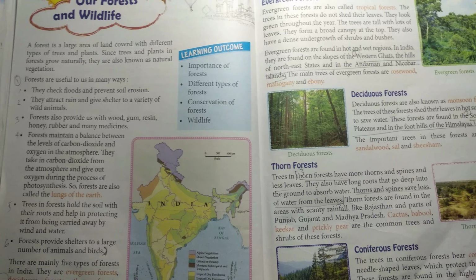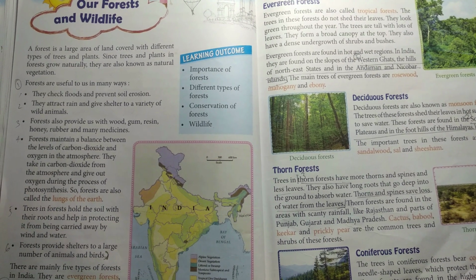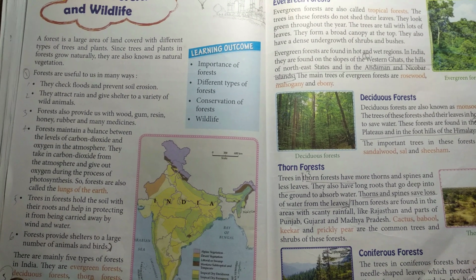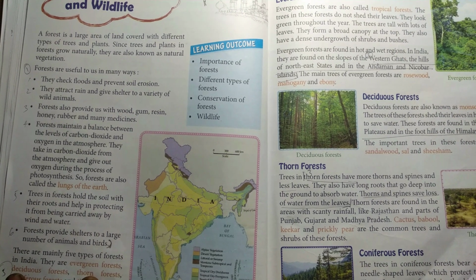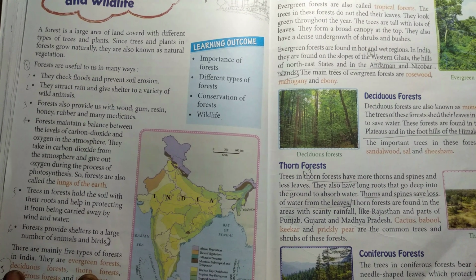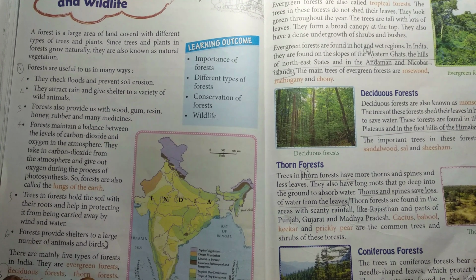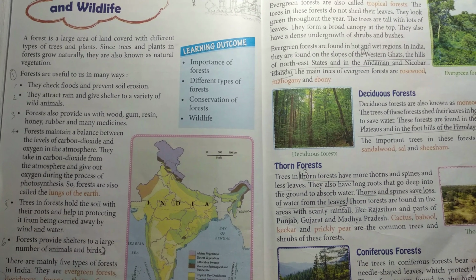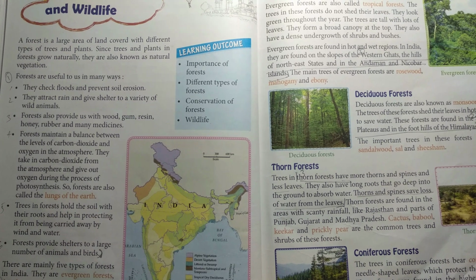Number 3. Forests also provide us with food, gum, resin, honey, rubber and many medicines. Number 4. Forests maintain a balance between the level of carbon dioxide and oxygen in the atmosphere. Number 5. Trees in forests hold the soil with their roots and help protect it from being carried away by wind and water. Number 6. Forests provide shelter to a large number of animals and birds.